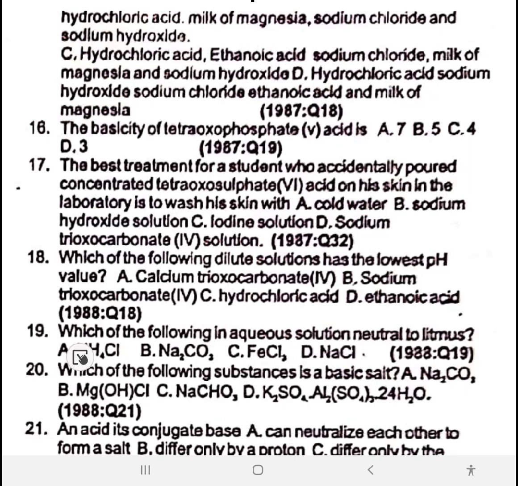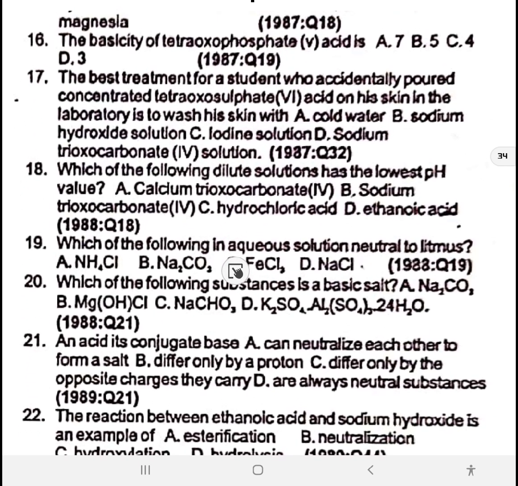19, which of the following in aqueous solution is neutral to litmus? Number 19 is option D. Sodium chloride is neutral to litmus, okay? Because it is gotten from a strong acid and a strong base. Never you forget that one.